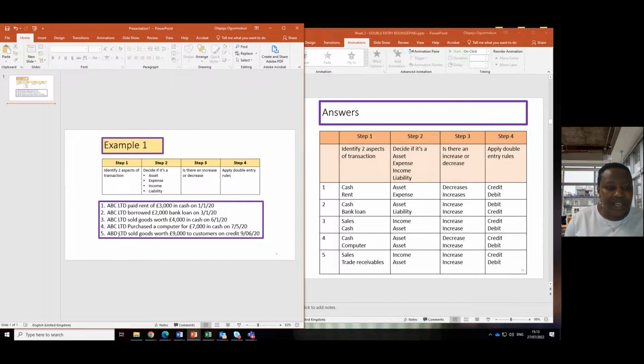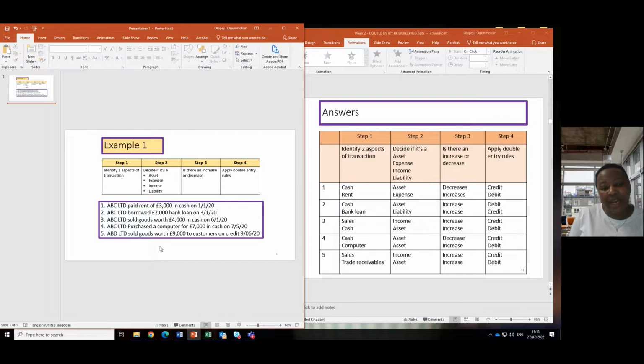And then the final one says ABC Limited sold goods worth £9,000 to customers on credit. So the two aspects of the transaction are, first, we have sales. We don't know what goods these are, so we call it sales.